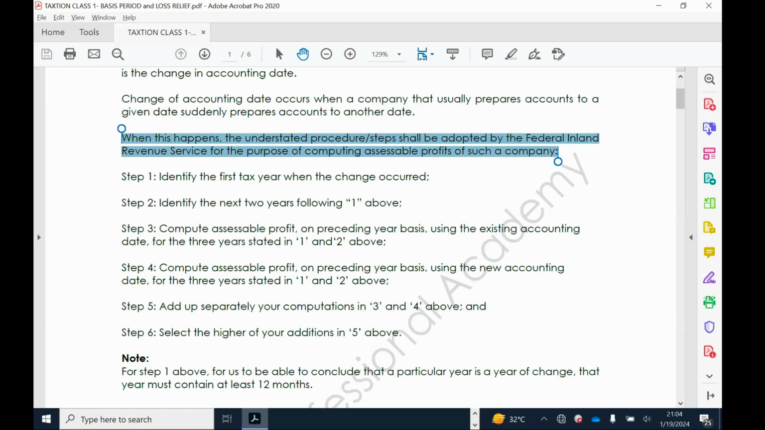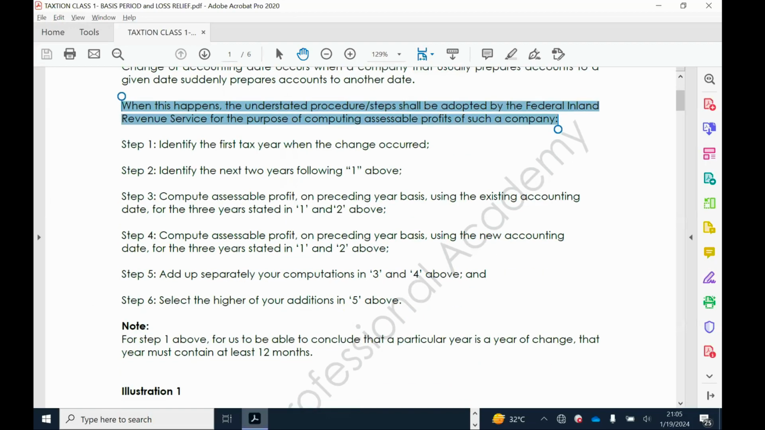But before we consider that there's a change in an accounting date, I want you to note this, please. Before we can say that there is a change in an accounting date, we must be able to see at least 12 months in between the previous accounting year end and the new accounting year end. Like I said earlier, there's an illustration down that we're going to check together.